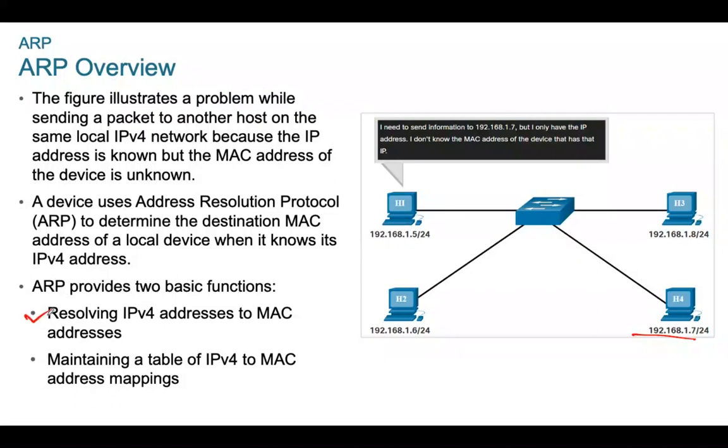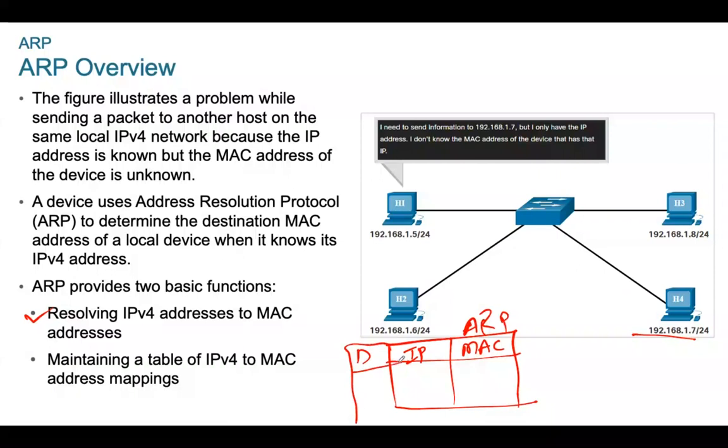So basically ARP provides two basic functionalities. One is resolving IPv4 addresses to MAC addresses, and the other is maintaining a table of IPv4 to MAC addresses. Every device in the network tries to maintain a table. That table is your Address Resolution Protocol table, which consists of two addresses: the IP address and the MAC address associated with that IP address, for every device in this network. Here we have devices H1 to H4, so there will be an entry for each of those devices. For H1, it will have its IP address and the MAC address associated with that IP address.